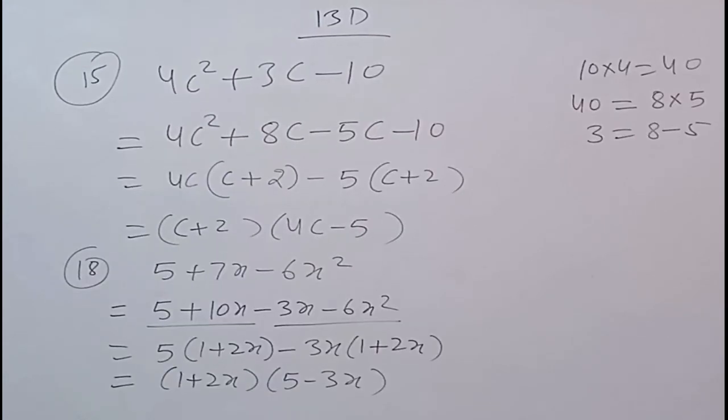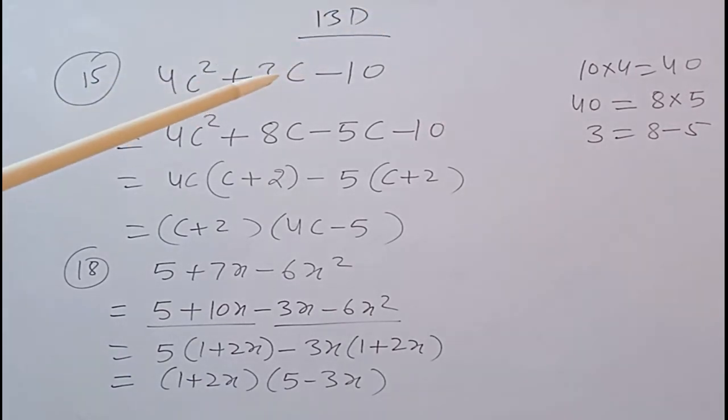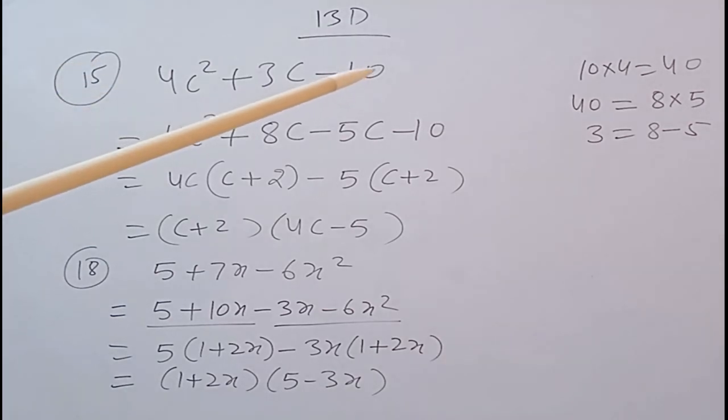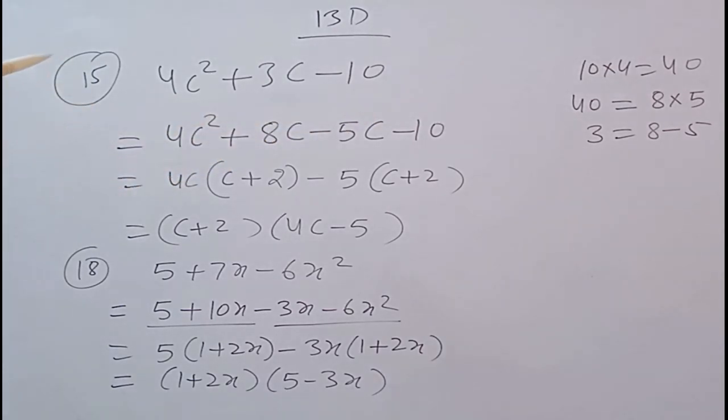Children, I am taking question number 15, that is 4c square plus 3c minus 10, and what I told you earlier, multiply the last part, the constant part, to the constant part of the first term, that is 10 into 4, that will give 40. I just wrote there 10 into 4, 40. Now we will make the factors of 40, so that the product of the two numbers gives 40 and the sum or the difference gives 3. So here the factors are 8 into 5 gives 40, and 8 minus 5 will give 3. So split the 3c into two parts: 4c square plus 8c minus 5c minus 10.